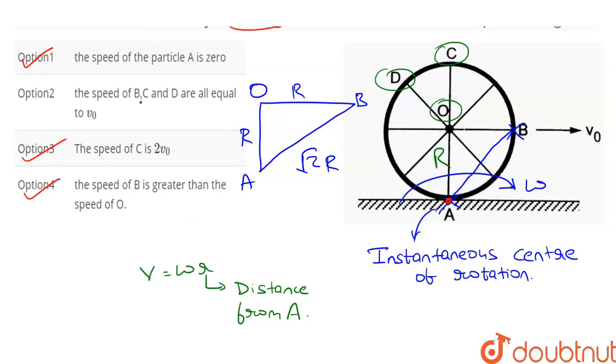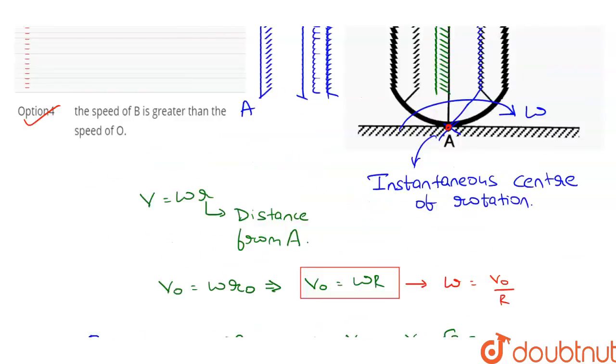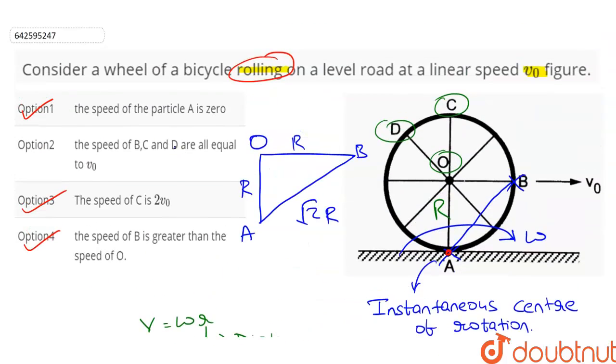Option 2 says the speed of B, C and D are all equal to V0. We can clearly see that VB is not equal to VC. Therefore, despite not calculating the velocity at D, we can simply say that option 2 is incorrect because B and C don't have equal velocities, and neither are they equal to V0.